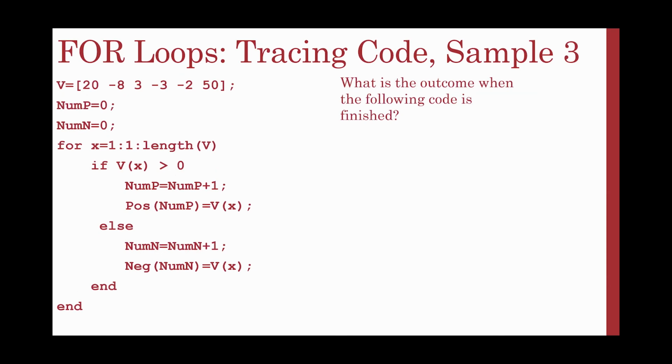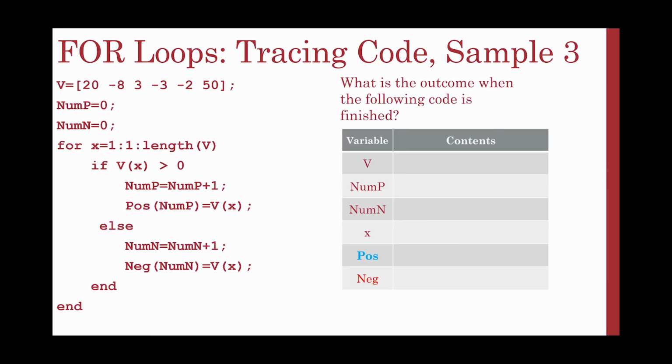We have v is equal to 20, -8, 3, -3, -2, 50. We're going to say the number of positives is 0, the number of negatives is 0. We have a for loop that says for x equals 1 in steps of 1 to the length of v. If v of x is greater than 0, we're going to say the number of positives is equal to the previous number of positives plus 1. And the positive vector that we're going to create of that index is equal to v of x. Else, we're going to add 1 to the negatives and create a negative vector of just the negative values.